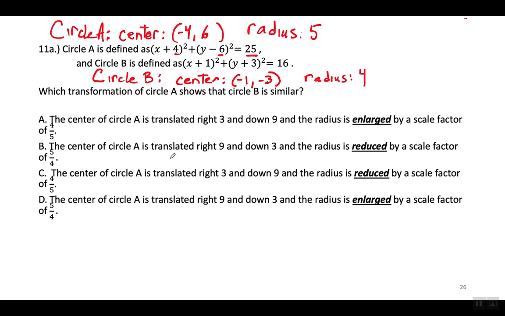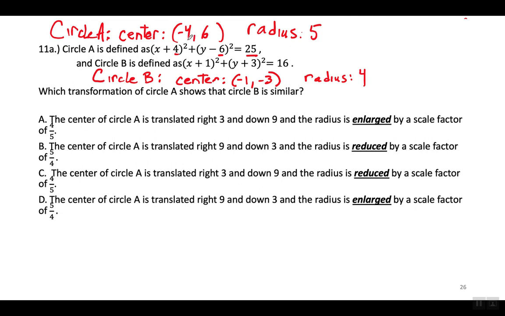Okay, so if you look at the questions, they're talking about circle A being translated in this direction or that direction. So let's use this point. If we're at -4, +6, and we move the center of the circle to -1, -3, how is that translating that point?